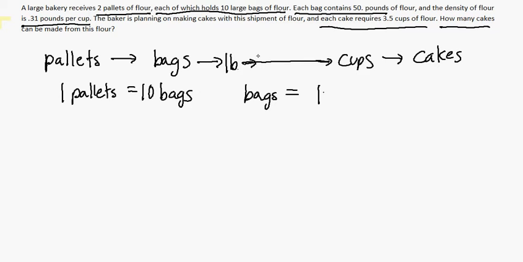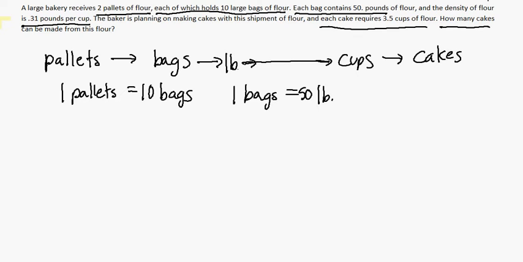Next one, we're looking for pounds and cups. This one might be a little bit difficult to see, but we have that the density is 0.31 pounds per cup. Or in other words, if we have one cup, that is 0.31 pounds. So again, we can set those equal to each other. 0.31 pounds equals 1 cup.